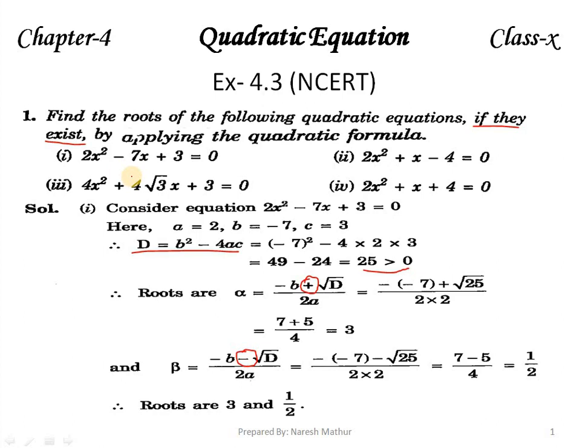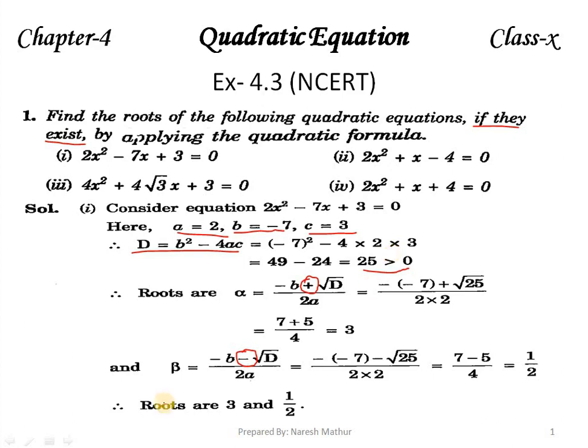Now we have an equation that is 2x square minus 7x plus 3. Just get the value of a, b and c. a is the coefficient of x square, b is the coefficient of x, and c is the constant term. Just apply the values. For d, we got 25, which is greater than 0. If d is positive or 0, we can say yes, the roots exist for the given equation.